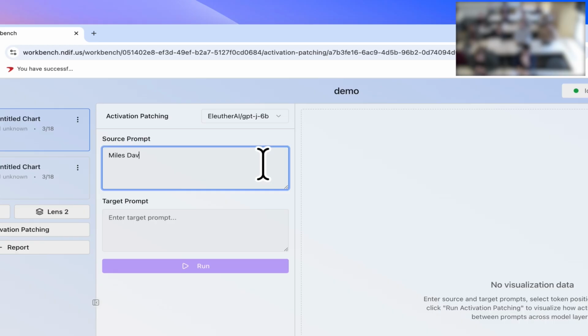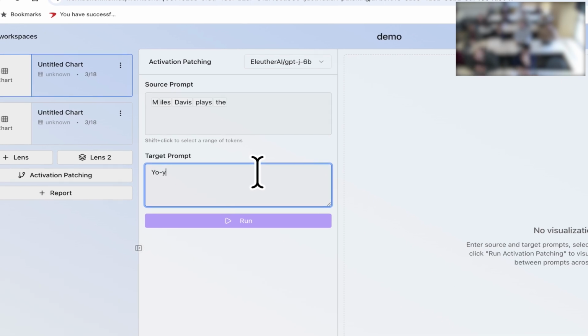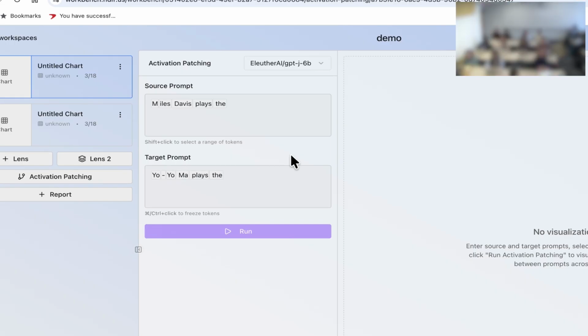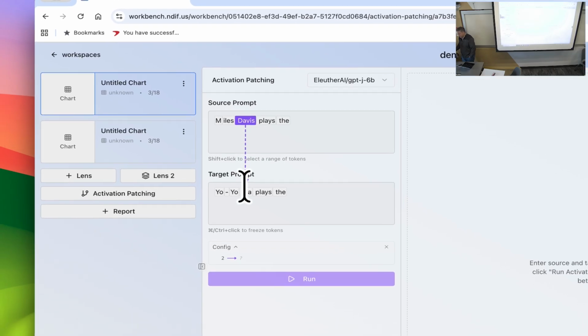plays, that's the challenge. And then if I say Yo-Yo Ma plays, so this is nice, right? Can I run this yet? No, there's no experiment yet because this is a causal mediation experiment, so I have to set something up. So if I click on Davis and go to Ma, okay.